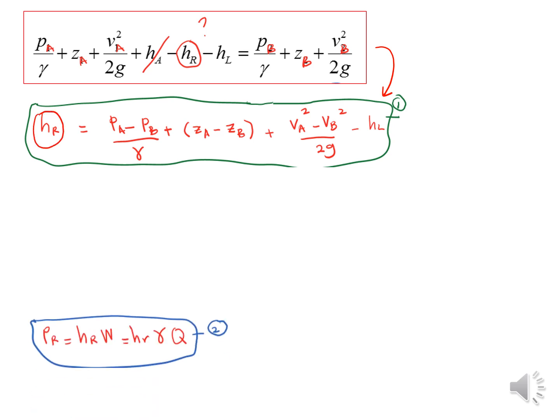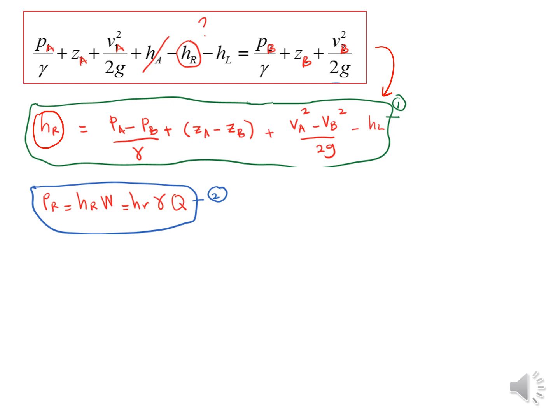Once you already got the HR, we can use this HR value to calculate the power value, in which the HR can be substituted into this equation. About these terms, most of the information is already provided in the question. The pressure at both points is given, and the elevation difference between point A and point B is also given. About the VA and VB, we can get these values because the question provides the flow rate, and the HL is also given in the question.